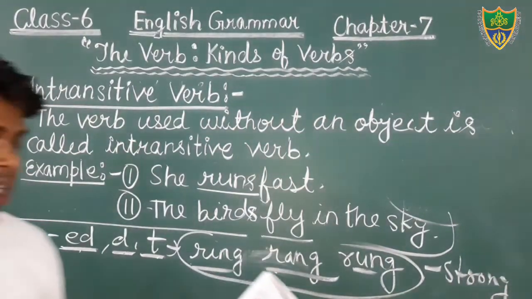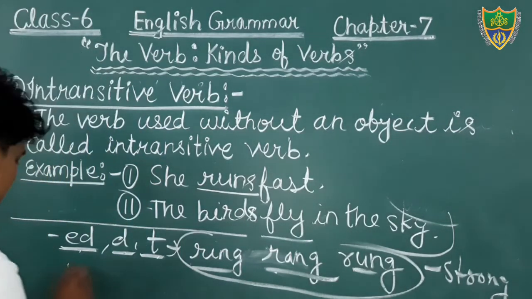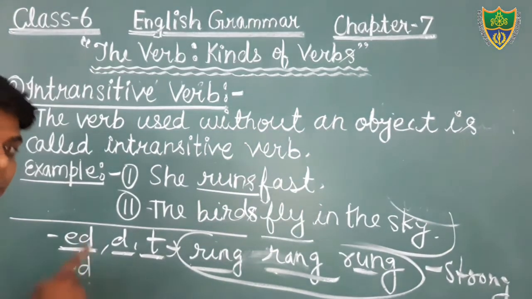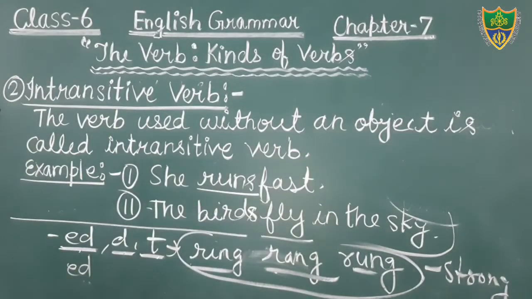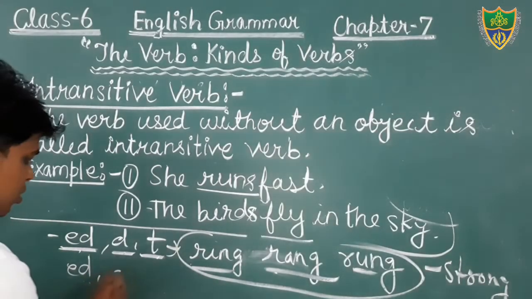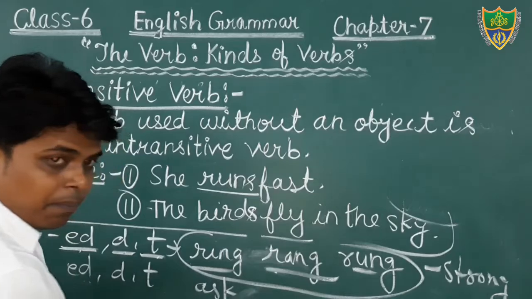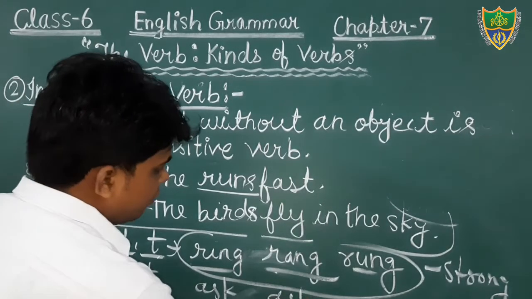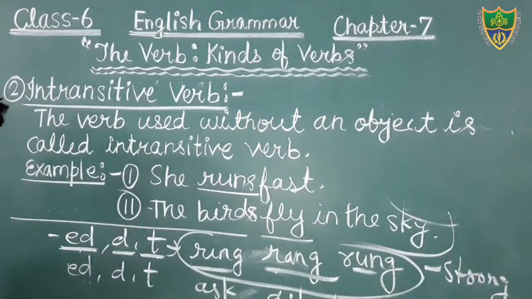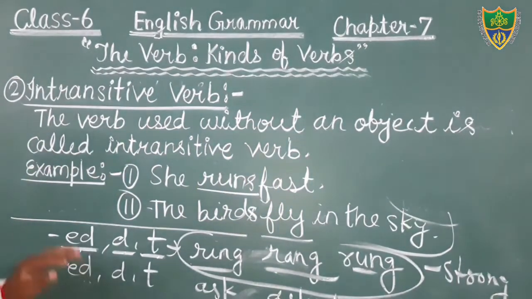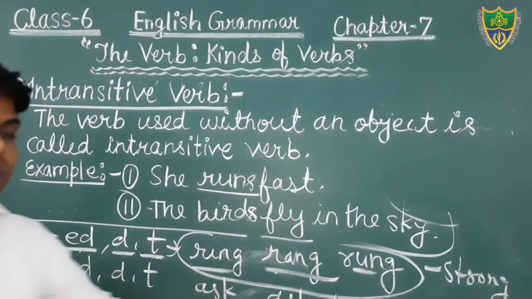Okay? And what is weak verb? That needs ed. जिसको पास्ट बनाने के लिए या पास्ट पार्टिसिपल बनाने के लिए ed की जरूरत होती है. ed, d or t. For example, you can say ask is there. That is the first form, and asked is the past form. We are making here ed. So that is weak verb. And the past participle is also asked.